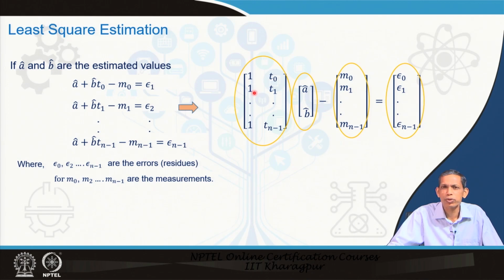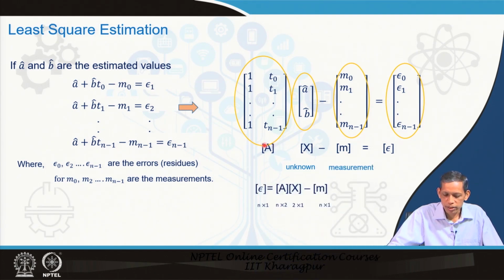Then we can write this equation in matrix form: a column of 1s, and in the second column t naught through t n minus 1, multiplied by A hat, B hat, the estimated values, minus m naught through m n minus 1, which equals epsilon naught through epsilon n minus 1. These we can designate as matrices: the A matrix here, the X matrix here, M here, and the epsilon matrix here.